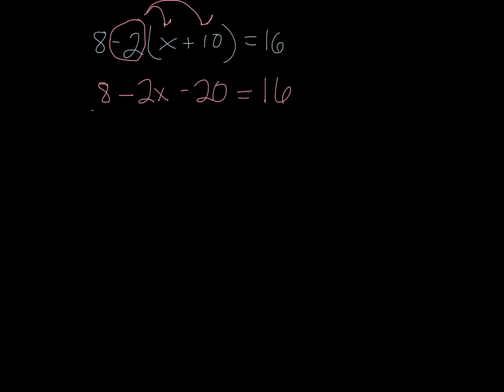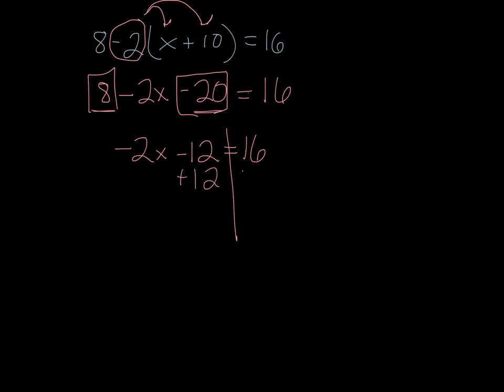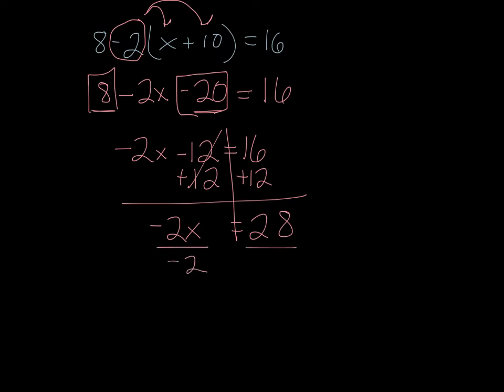Okay, so still simplifying, we've got like terms over here, so I'm going to add those together. I'm going to keep that -2x out front, but 8 minus 20, so here's our like terms right here. 8 minus 20 is -12, which equals 16. All right, now I can solve it. Add 12. Add 12. -2x equals 28. Divide by -2. x is -14.